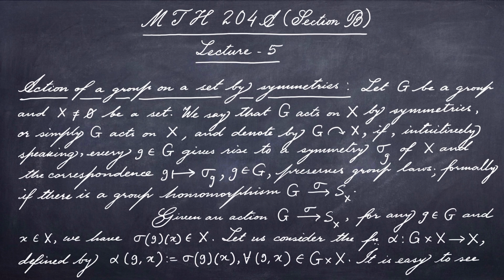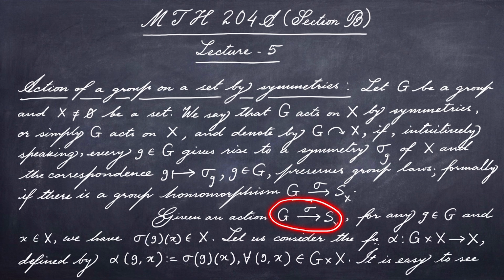So given an action, that is a homomorphism from G to S_X, for any group element g and x in X, we consider sigma g applied on x. This has to be a point in X. So this motivates us to consider the following function from G cross X to X. How is this function defined? For any pair (g, x), we send that pair to the point sigma g of x. So this is a function from G cross X to X.